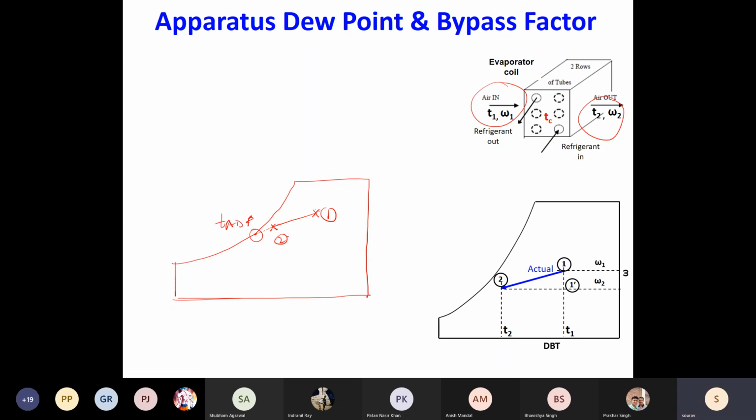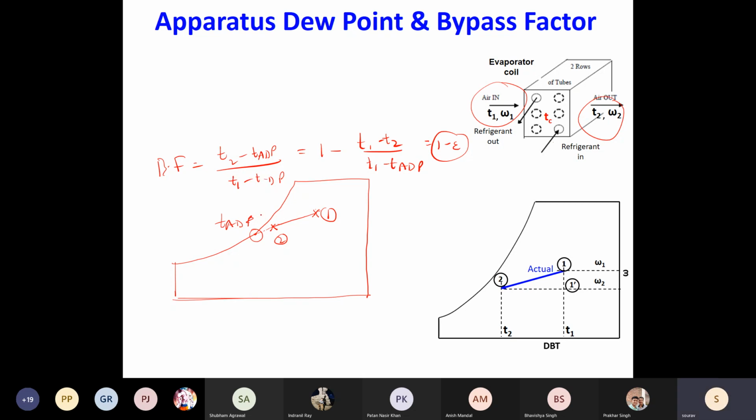Okay, and we define something called the bypass factor. So bypass factor is nothing but (T2 minus T_ADP) upon (T1 minus T_ADP), which is equal to 1 minus, if you remember how we define the effectiveness of the heat exchange process, 1 minus epsilon.